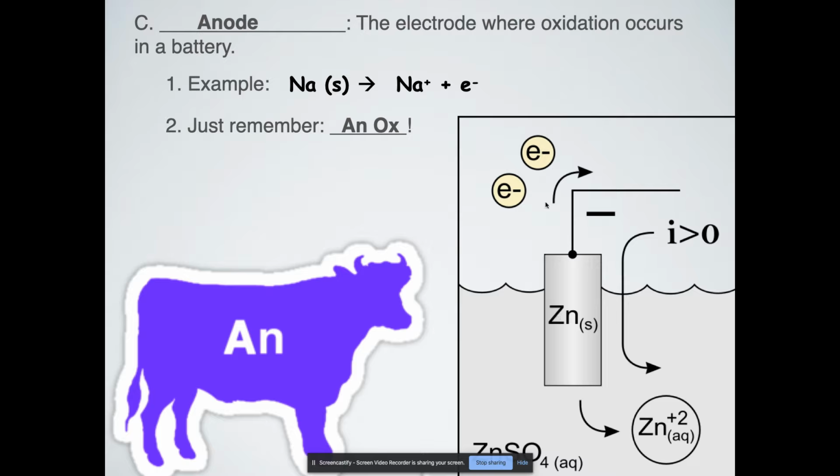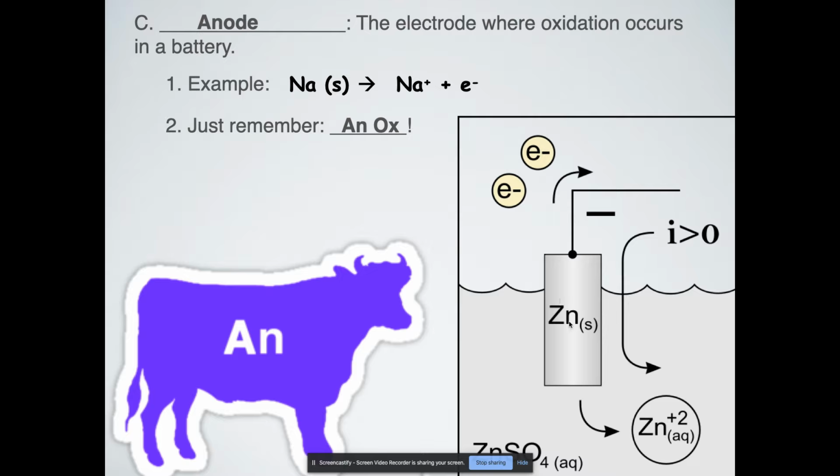And so as it loses electrons, what it's going to be manufacturing is zinc 2 plus. And so zinc 2 plus is an ion that's in aqueous solution. So the actual mass of this anode would start to go down as the battery gets used up. If you've wondered why batteries don't last forever, this is one of the reasons why.